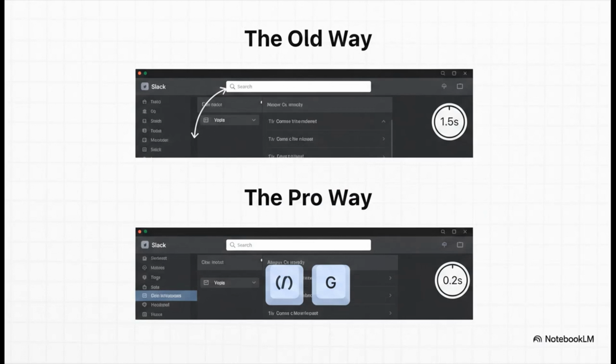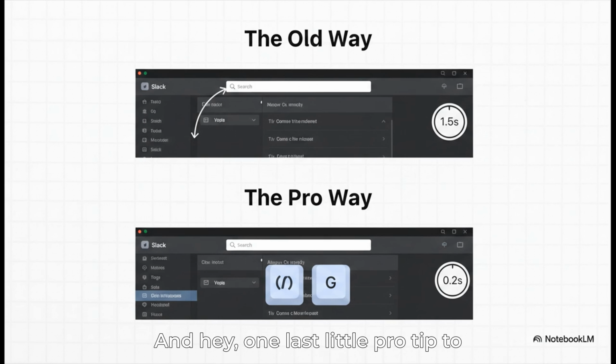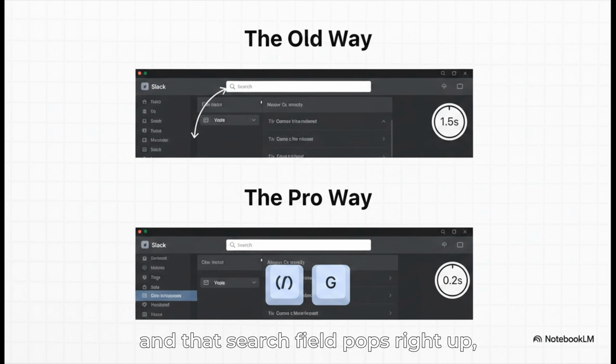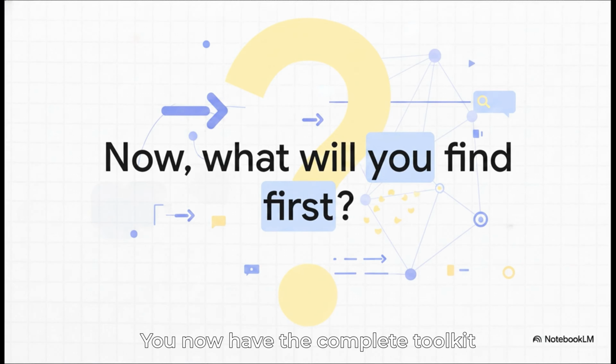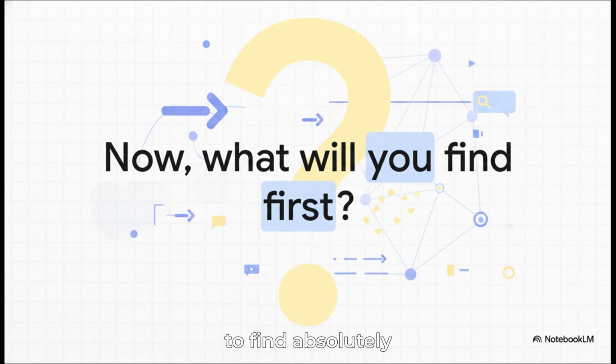Problem solved. And hey, one last little pro tip to make you even faster. Don't even bother clicking the search bar. Just hit Command-G on a Mac or Control-G on Windows, and that search field pops right up, ready for your lightning-fast query. You now have the complete toolkit to find absolutely anything in Slack. The era of endless, frustrating scrolling is officially over, so the only question left is, what piece of lost knowledge are you going to go and find right now?